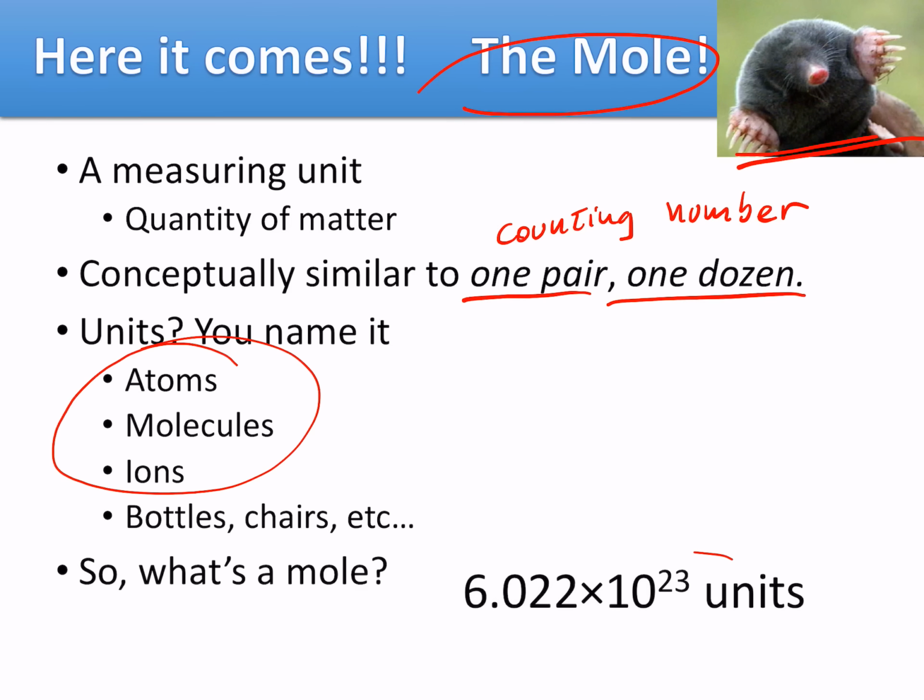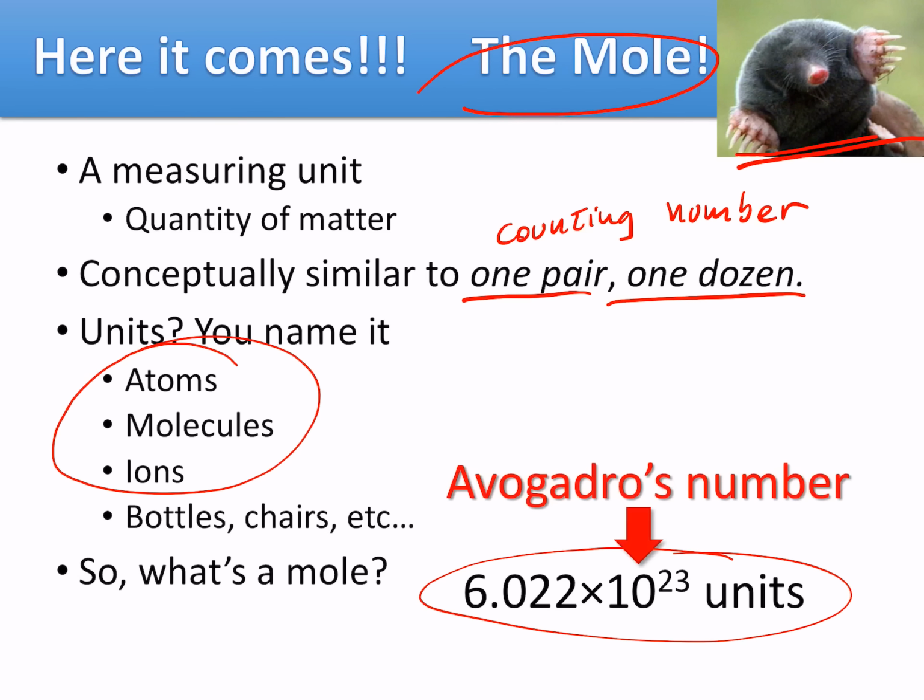So the number is actually a really large number. It's 6.022 × 10^23 units. Should you memorize that number? It won't hurt you if you do, but it's going to be on the periodic table that you will receive. And the one thing is that this number receives a specific name, so whenever you see Avogadro's number, that's the number that has to come to mind. And if you see that number, then this is the name that has to come to mind. Okay, those two go together hand in hand.